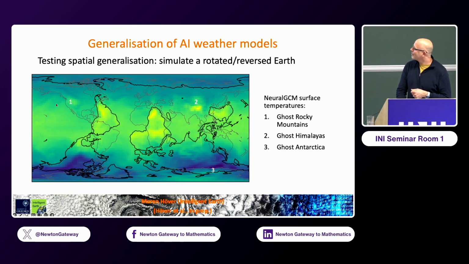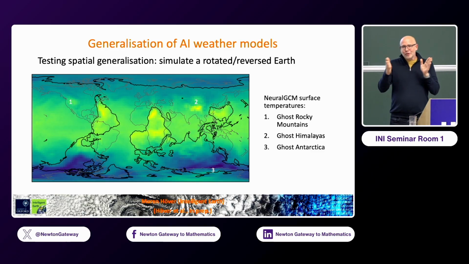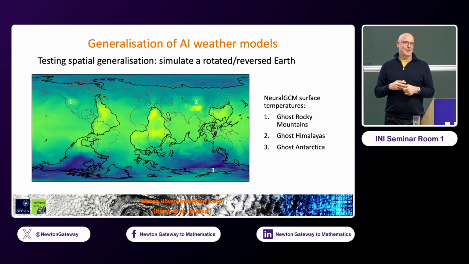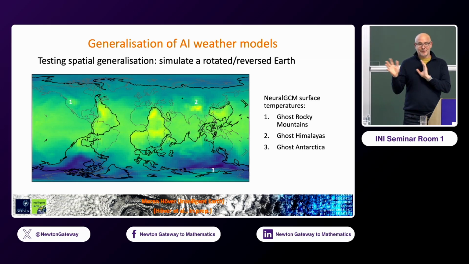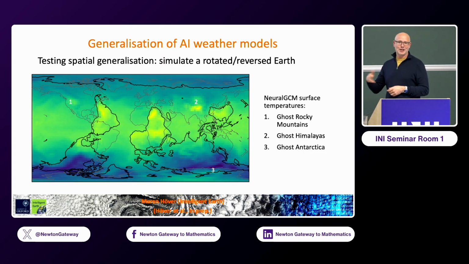There are ghost Rocky Mountains here, which would be in the middle of the ocean. And it has a ghost Himalayas and ghost Antarctica. So these things are not in this model at the moment. But as it happens, as they trained the encoders for neural GCM, they put some locations in, and thereby it doesn't generalize. It's a fixable problem, probably, for them, but it's still a simple example that generalization doesn't necessarily come for free.